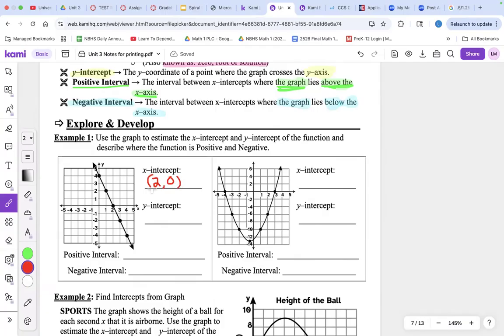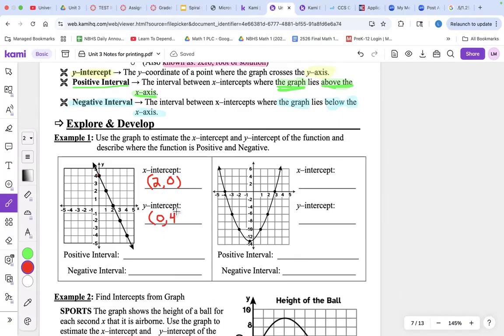And I know it's not a list, but I want you to remember we're going to use parentheses and not just write 2. Then we have the y-intercept. Where does it cross the y? Looks like it crosses at 4. So that's going to give us the point of (0, 4).